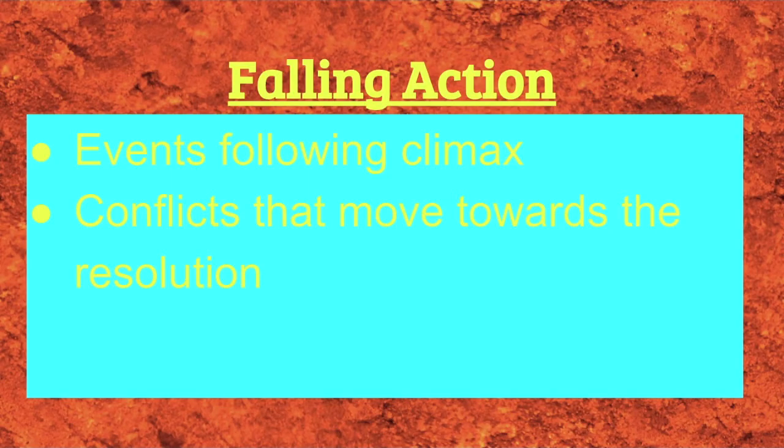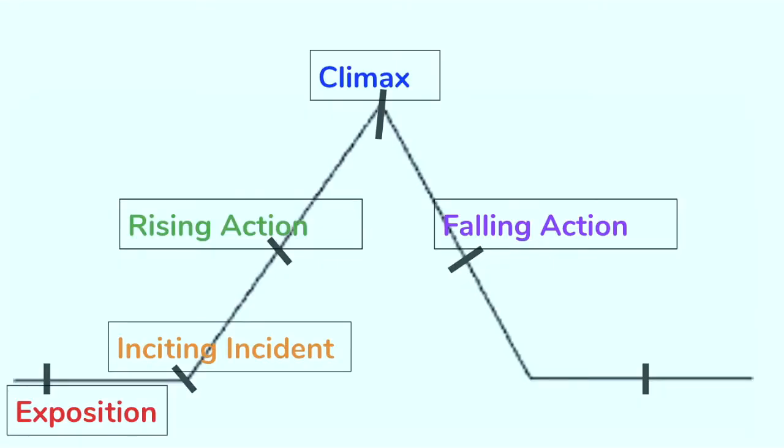That leads us to our falling action. Falling action is events following the climax, which makes sense. The conflicts that moved towards the resolution. So we're seeing this past the point of no return. It's the reaction to that event and how maybe things are complicated more, or we have things rushing towards the end. Falling. You see it falling down the mountain.